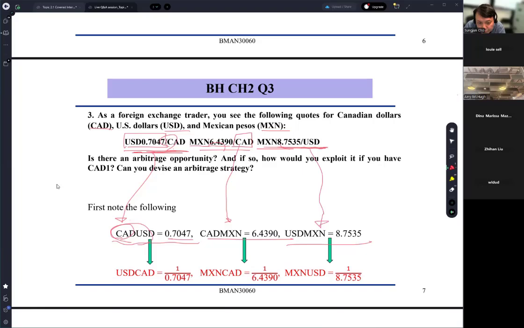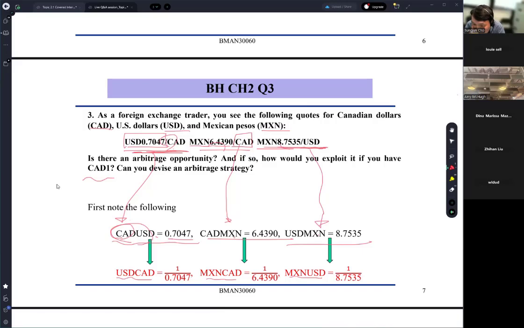Now, once you get these 3 expressions, even though I'm not giving you any information, you should be able to compute USD CAD, MXN CAD, MXN USD. Just reciprocals, right? You should know this one. Now, the question is, we need to find out if there is an arbitrage opportunity. So we're going to use triangular arbitrage here. And if so, how would you exploit it if you have 1 Canadian dollar? What is going to be your arbitrage strategy?